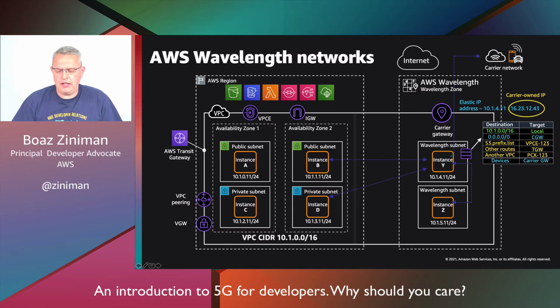Remember that wavelength zones are not available on the public internet unless you define it. So all the access to those instances should be through the carrier-provided network. And this will allow your customers to get these low latencies when using those mobile devices. It can be mobile devices, it can be smart devices, connected cars, and so on.